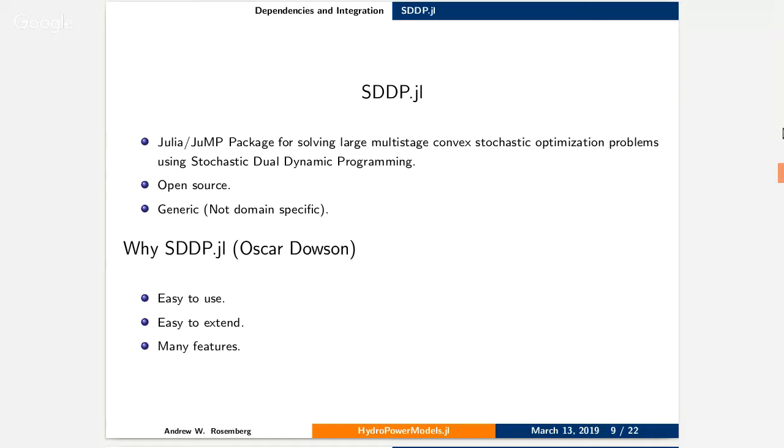And then I create the respective variables and constraints. SDDP.jl is a JuMP package for solving large multi-stage convex optimization problems using stochastic dual dynamic programming, which was introduced in the seminal paper of Pereira and Pinto in 1991. It's an open source package, and it's generic.